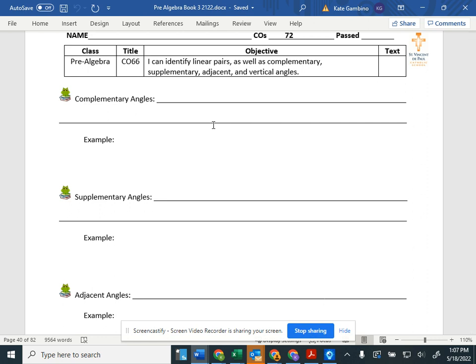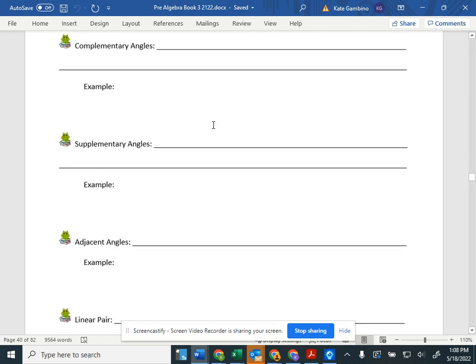We are identifying linear pairs as well as complementary, supplementary, adjacent, and vertical angles. These shouldn't be new words to us. We did a quick review of these words before the math test, so we should have a basic understanding of them. We're going to look at them a little bit more. So let's start with, let me move this up.